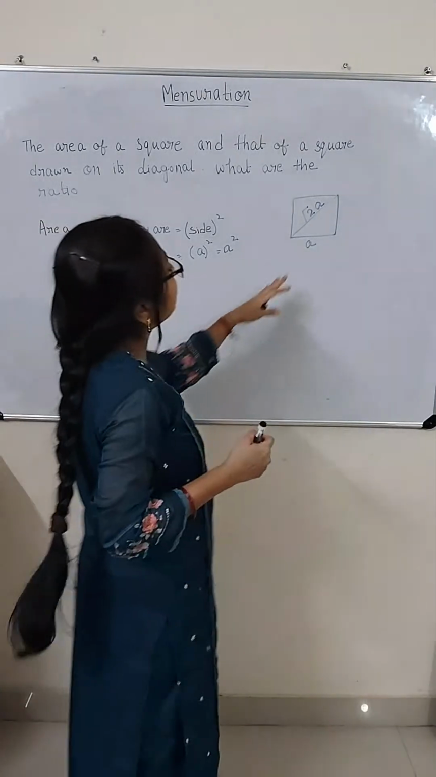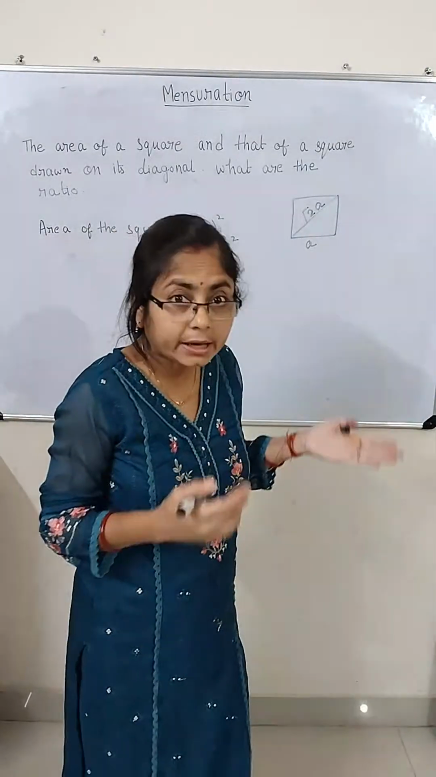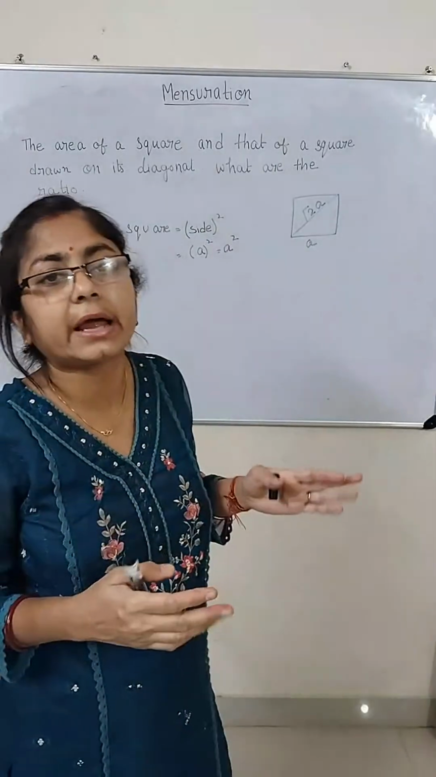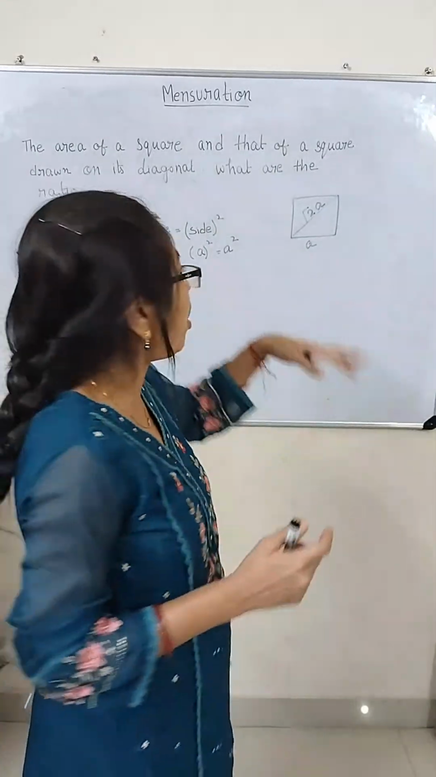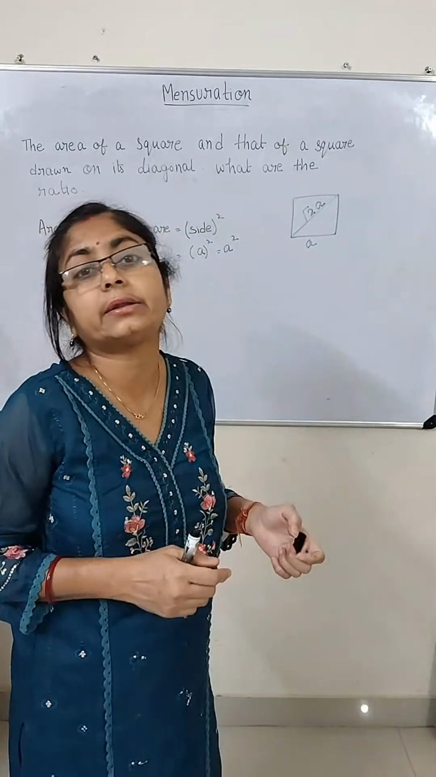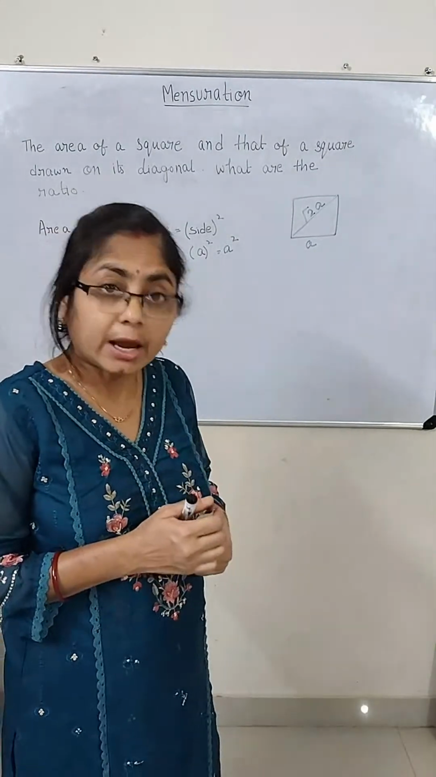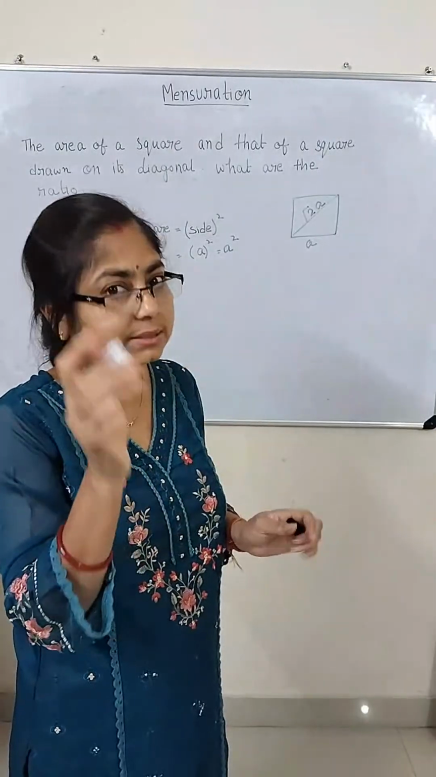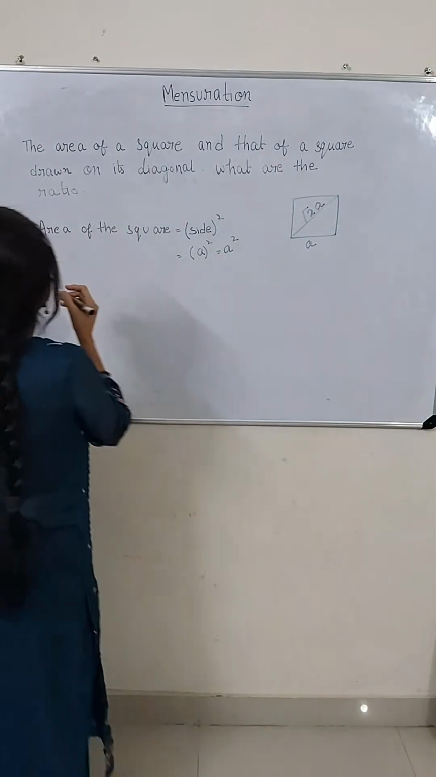Next, what is the value of the diagonal? What is the meaning of the diagonal? In the square or any rectangle, if you join the opposite corners, you get the diagonal. And what is the value of the diagonal? The value of the diagonal is root 2a. A means the side.